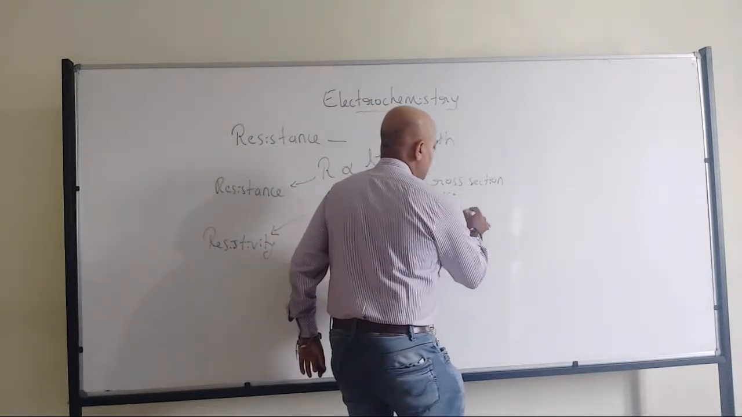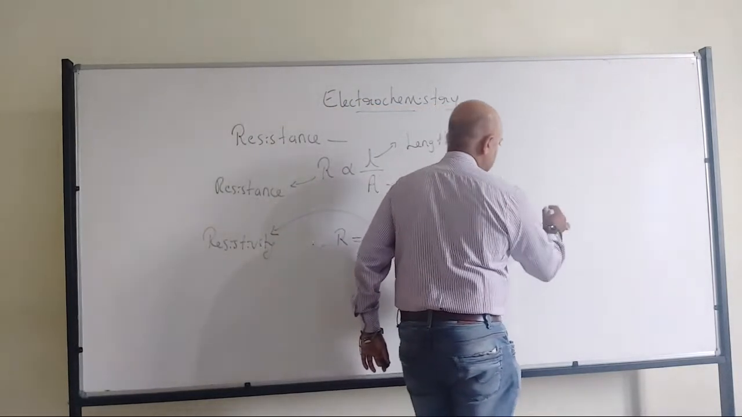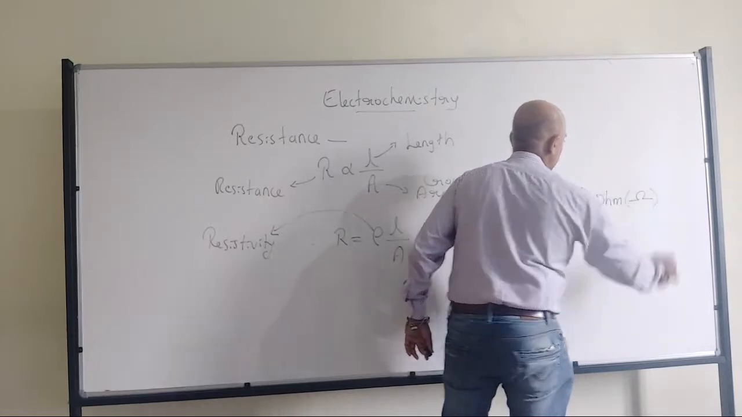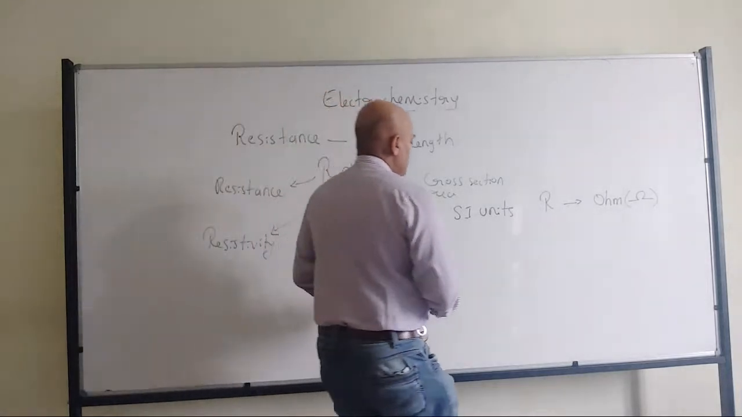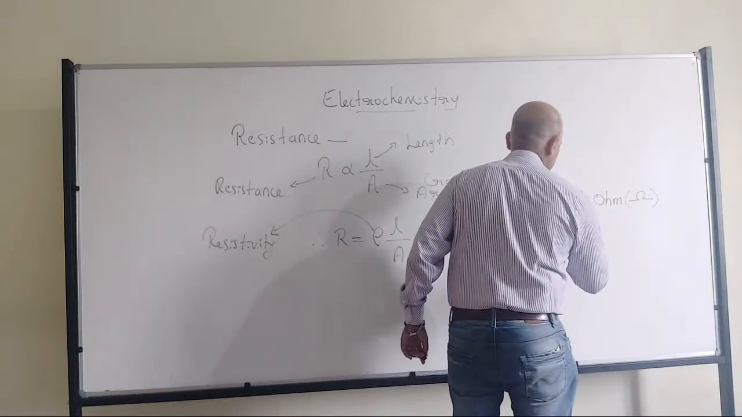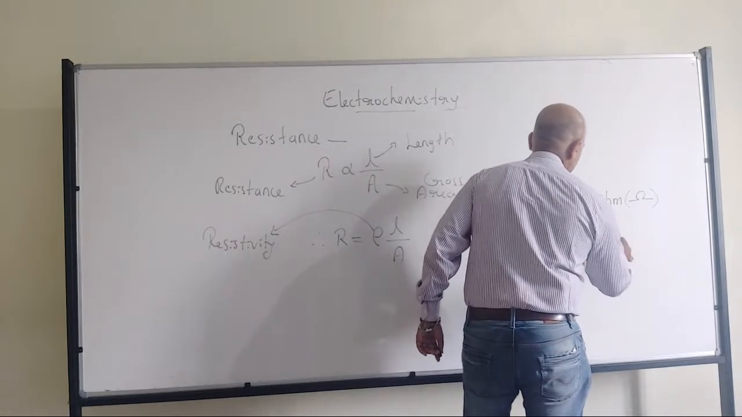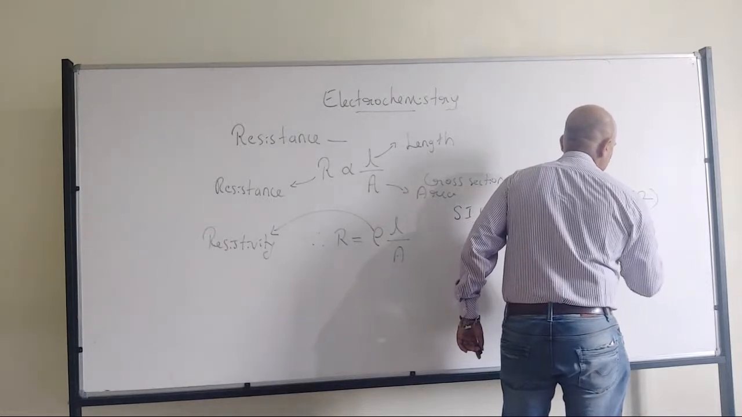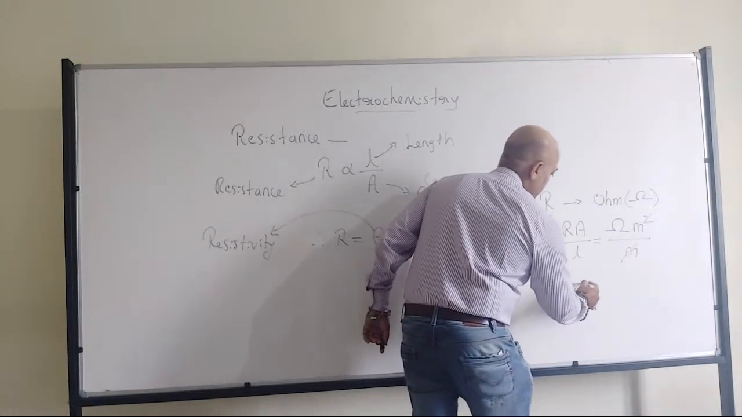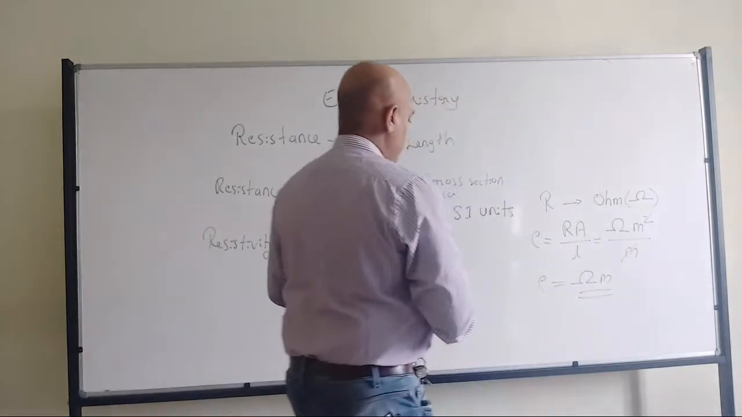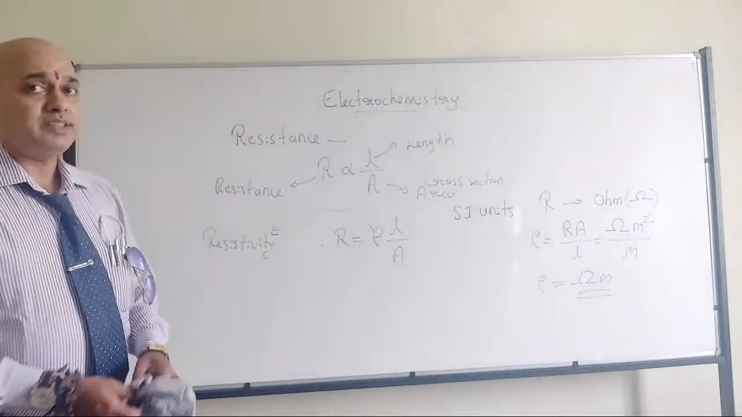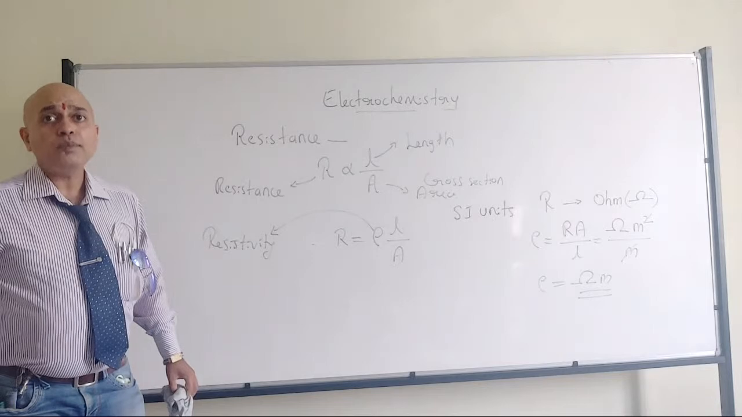Now, when I am talking about SI units, for R the SI unit is ohm. The symbol is this ohm. Naturally, for rho, that is resistivity, what will be the SI unit? To find that, just rearrange the equation: R into A divided by L. That is ohm into meter square divided by meter. So meter and meter square get cancelled. Therefore the rho unit will be ohm meter. That will be the SI unit for resistivity. So you can expect a one mark question from this particular part. The SI unit for resistivity is ohm meter.